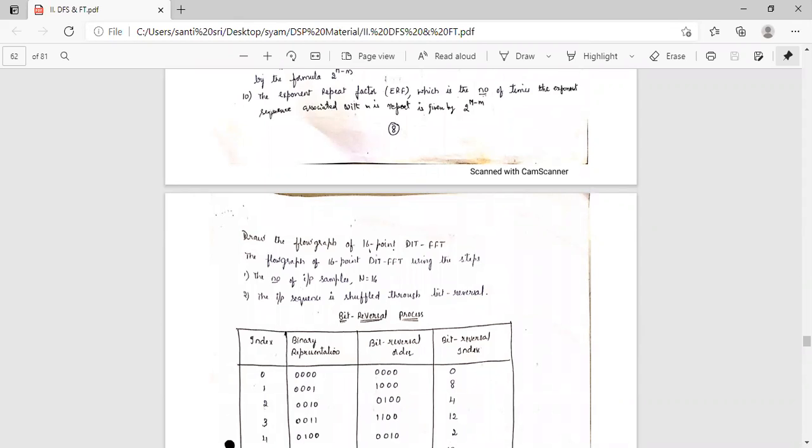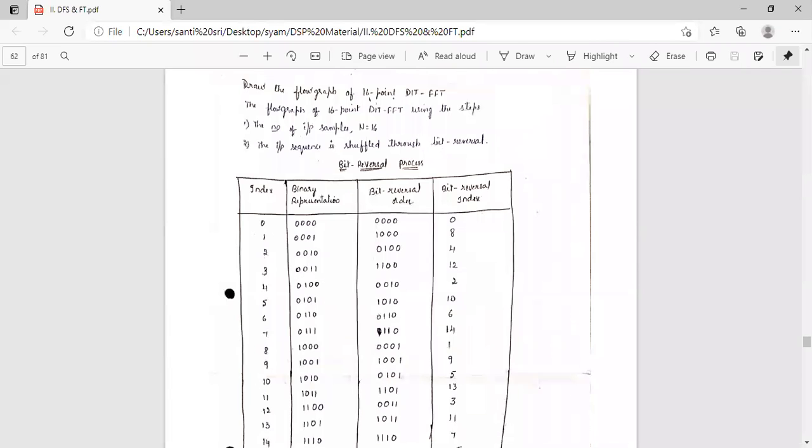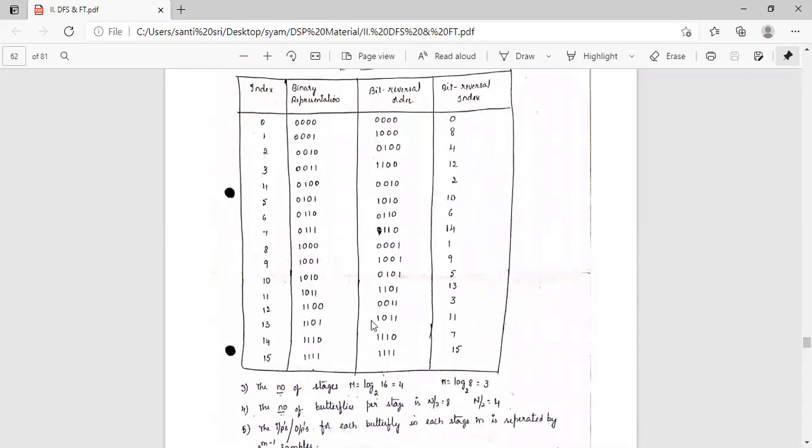Okay. So here we are using the following steps. N is 16. The input sequence is shuffled through the bit reversal index. So here, first of all, we will take the numbers 0 to 15. We'll write the binary representation, 2 power 4, that is 16. Okay. So the 4-bit binary representation, and we will write the bit reversal order.